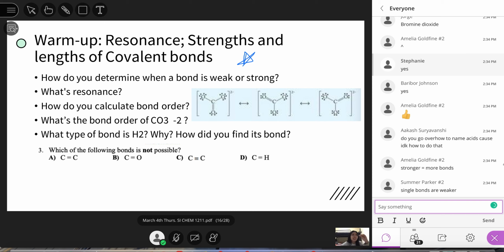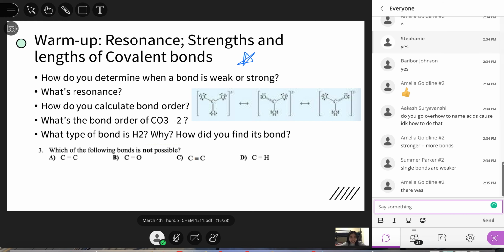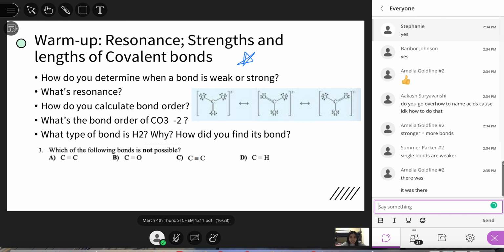I don't know how they did it in the book, but maybe we're getting to chemistry too. I have no idea where she got that, because I went in the textbook and there was no mention of how to name acids, but you definitely do need to know that. Oh, well, I didn't see it. It was there. Well, then definitely go over that.